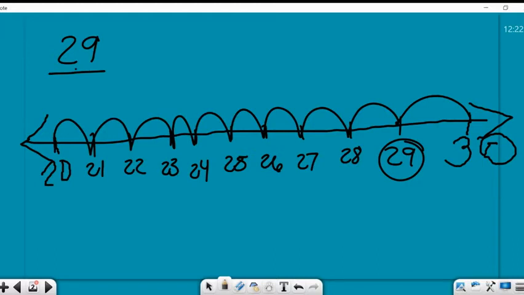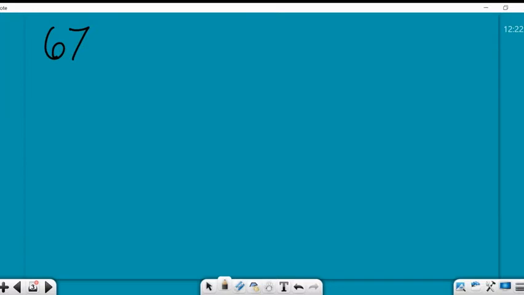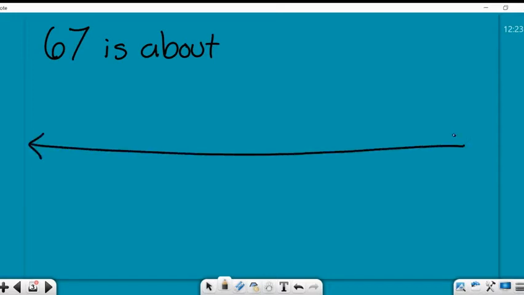Let's do another practice problem. So we're going to round to the nearest 10 again. We want to figure out 67 is about how many? So what will we round that to? So again, our first step is to draw a number line. Second step, to figure out what two tens it lies in between, because we're rounding to the nearest 10. That would be 60 if I go backwards. And if I go forward, the next 10 would be 70. Okay. So next I need to plot my number, 67.